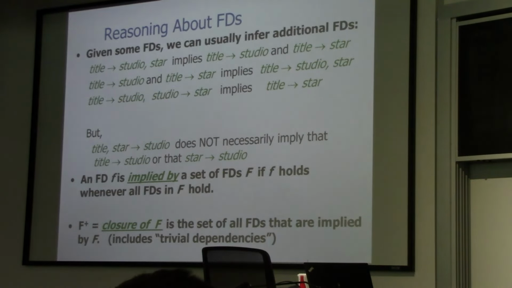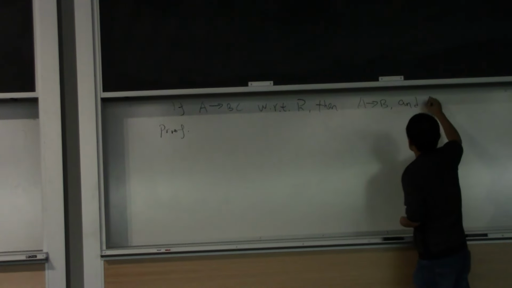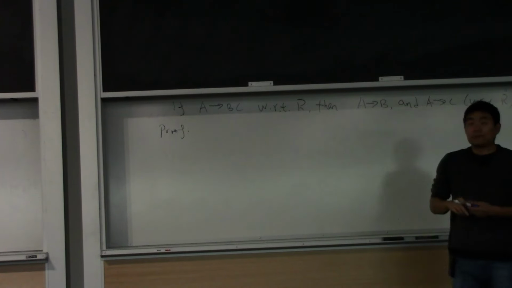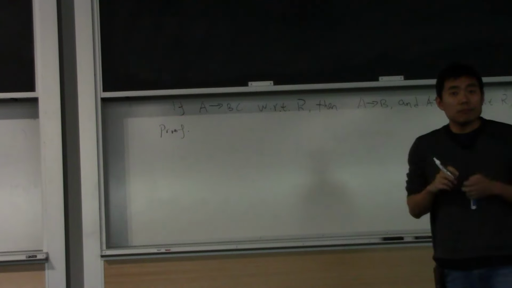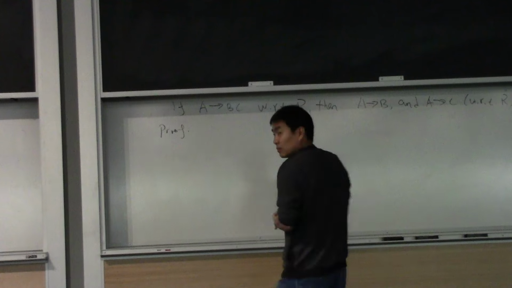Okay, this seems like very natural inference, right? But simple things like this, you still need to prove this. How do you prove this? In general, what you need to prove is, if you have A determine BC with respect to a schema R, then A determines B and A determines C, of course, both with respect to still the same schema R. That's what we need to prove, right? Do you follow me? So how do we prove this? We prove this by definition.